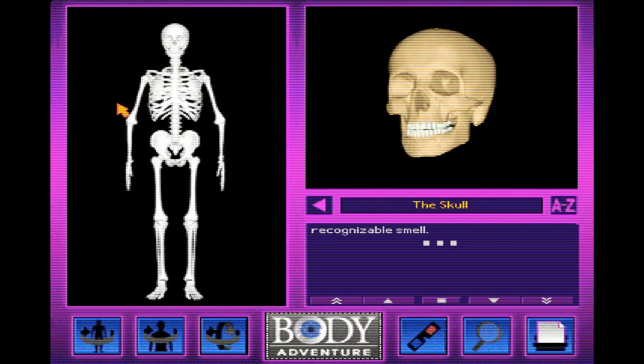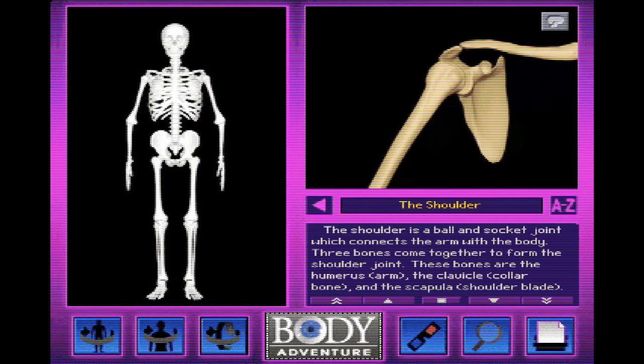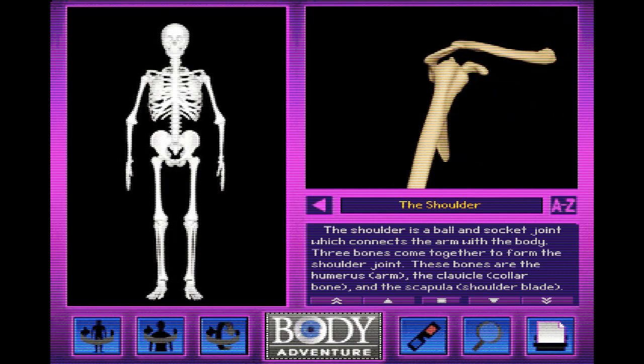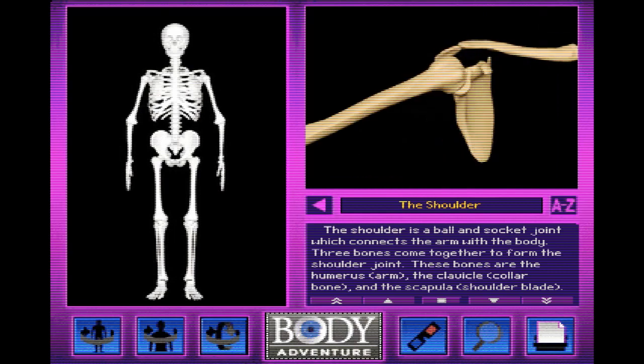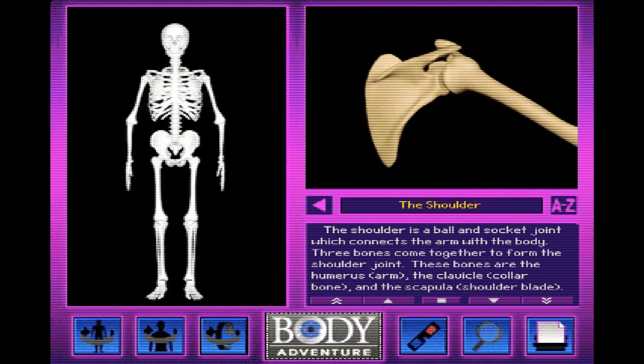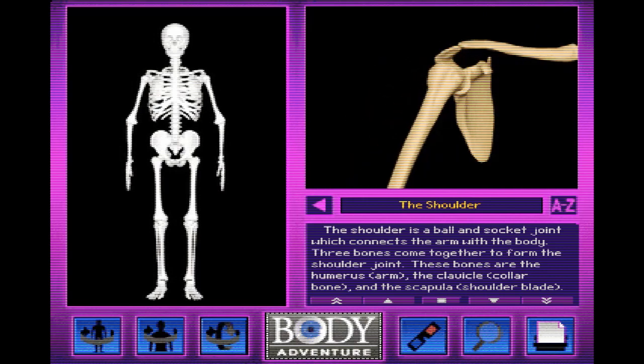Let's check out the arm, the elbow, the humerus, the radius, or the hand. Let's start at the top and move our way down. Start with the shoulder. The shoulder. Yes. Look at that. We can move the shoulder. Move the arms up and down. Neat.